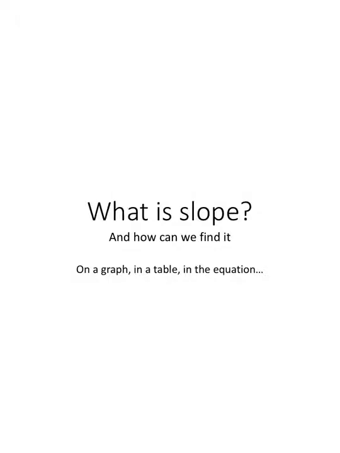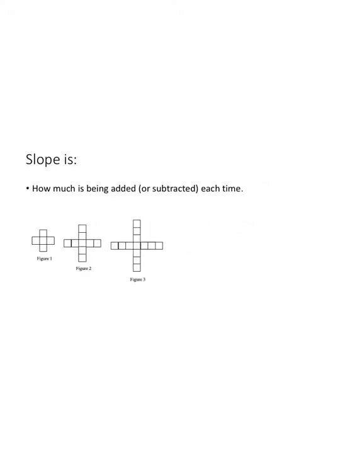So this video is just about what is slope as it relates to a linear function and how we can find it on the graph, in the table, and in the equation. What is slope? Well, slope is how much is being added or subtracted each time, and linear functions have a constant adding number or a constant subtracting number.